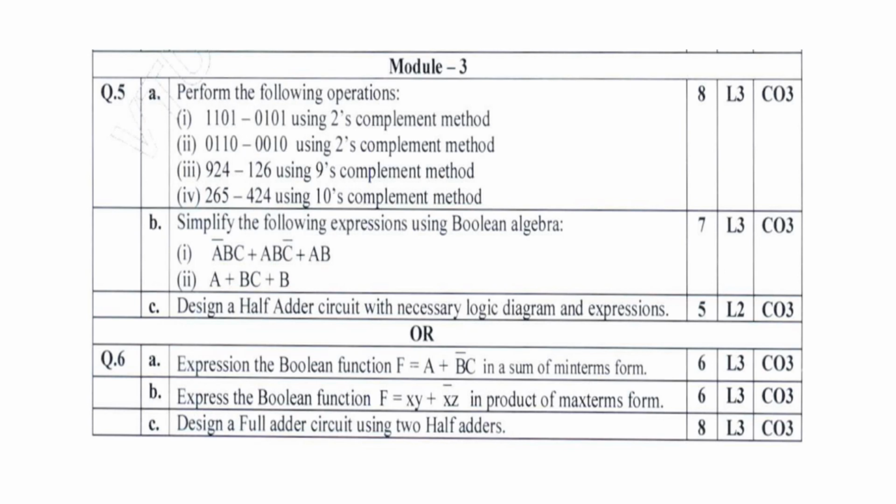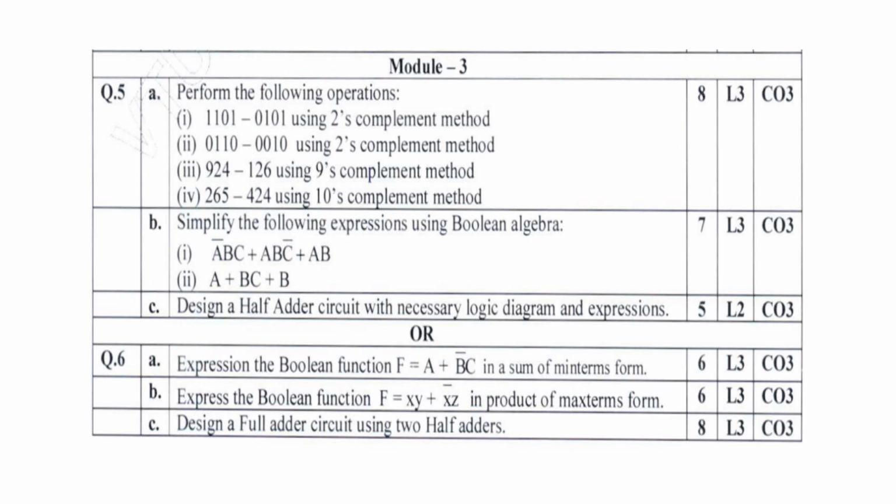So module 3, perform the following operation. They have given a set of numbers to perform 2's complement, 9's complement and 10's complement, totally carrying 8 marks. And here, simplify the following expression using Boolean algebra. So you will be using the commutative law and different laws under Boolean algebra and solve the particular equation, which carries 7 marks. You have to design a half adder circuit with necessary logic diagram and expression.